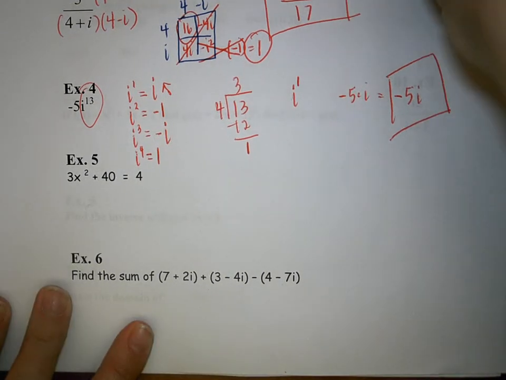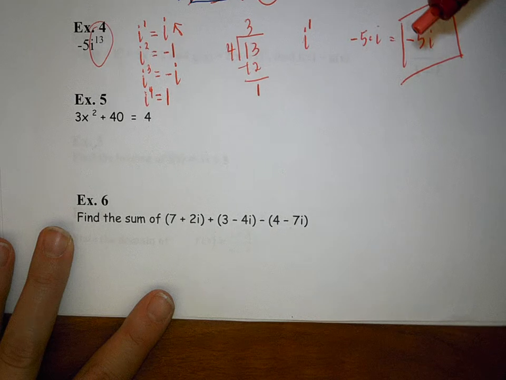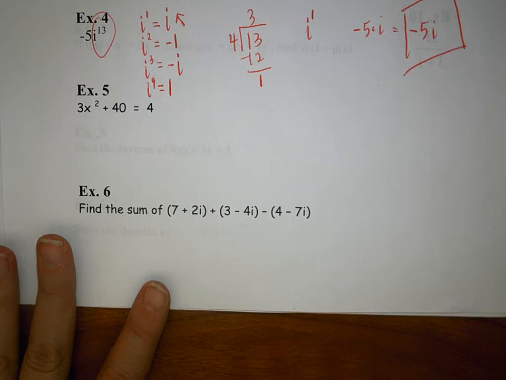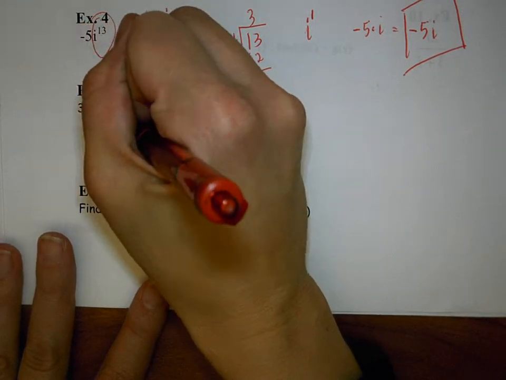All right, example 5. What are we going to do? Notice that there's no plain x term, so we're not going to factor. We just want to solve for x. So in this unit, we are wanting to get x by itself. So what am I going to do, or try to get my square by itself? Good. Subtract 40 to both sides.